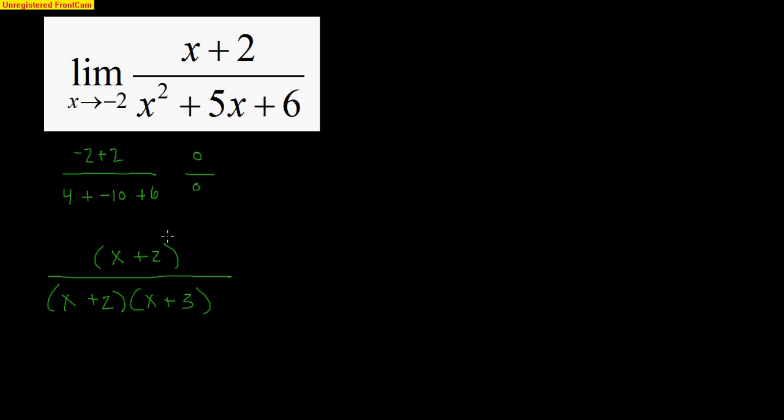Now look what's going to happen. The x plus 2's cancel. So what I just did is I got rid of my problem. See, the negative 2 on top and the negative 2 on the bottom was creating that double 0. So what's left over is 1 over x plus 3.